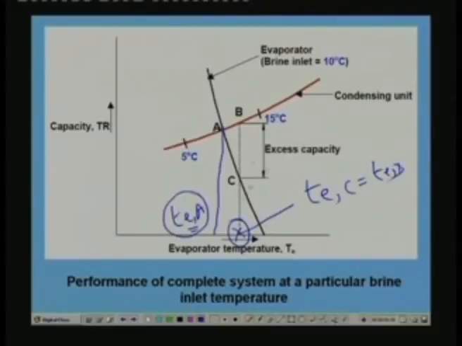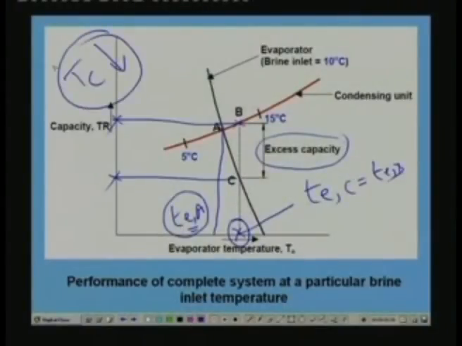Now there is no balance between condensing unit and evaporator, because you can see that the condensing unit capacity is this, whereas the evaporator capacity is this. That means the condensing unit has much higher capacity compared to the evaporator, and the difference between these two is the excess capacity. So when the condenser has an excess capacity, what happens? Since the size of the condenser is fixed, it can condense more mass flow rate, or, for the given mass flow rate, the condensation can take place at lower condenser temperatures. That means your condenser temperature Tc will be reduced.